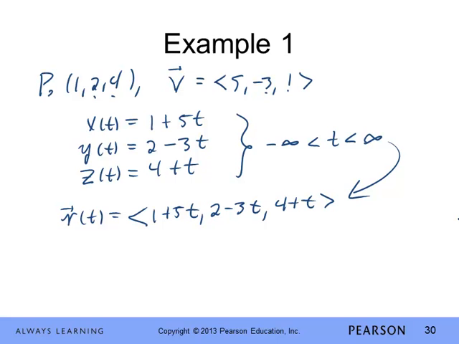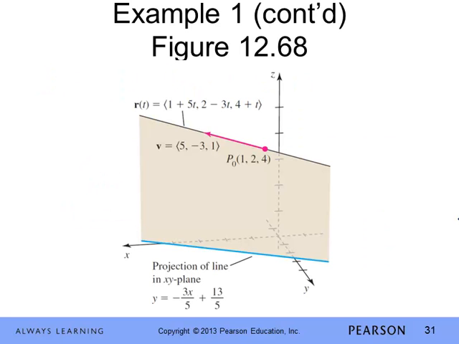Take a look at example 2. Well, there's a picture of what we just did. For example 1, here is a point, and there's a direction vector. And we just found the vector valued function, which describes that line that goes through that point in the direction of that vector.